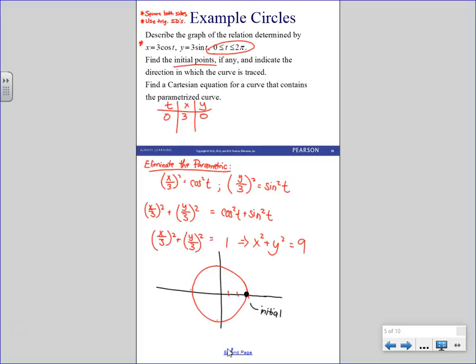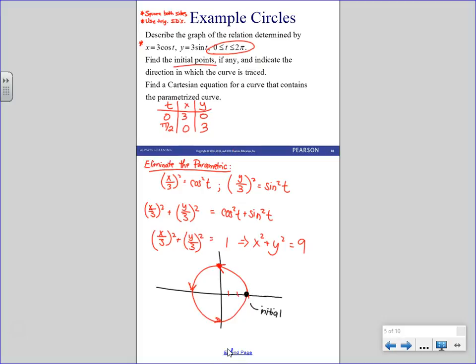Now you can probably guess, but let's go ahead and just make sure. If I plug in pi over 2, just because it's easy, cosine of pi over 2 is 0. Sine of pi over 2 times 3 is 3. So now I'm at 0, 3. So which way am I going? That way. We're going counterclockwise.